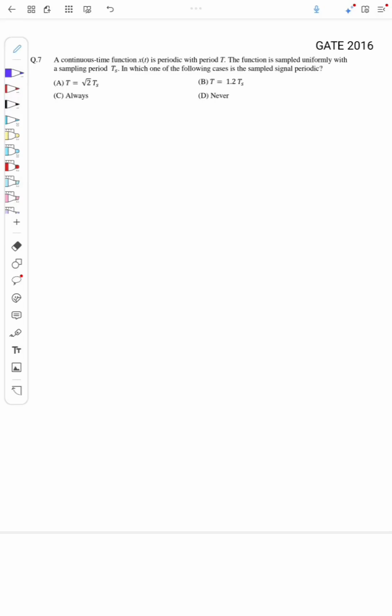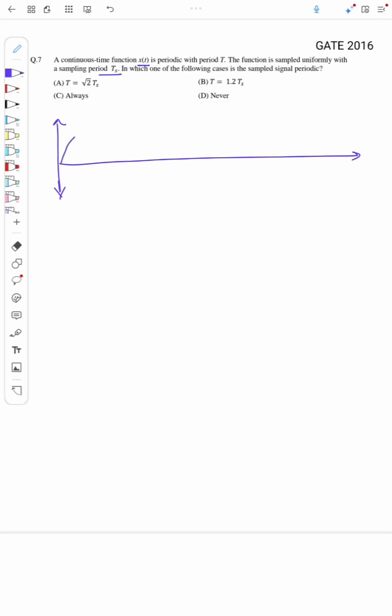Yeah, so this is a question from GATE 2016. The question is: a continuous time function x of t is periodic with period T. The function is sampled uniformly with the sampling period Ts. In which one of the following cases is the sampled signal periodic? So we have a continuous periodic signal x of t and it is sampled with a sampling period of Ts. Right. So let me draw a continuous time signal.